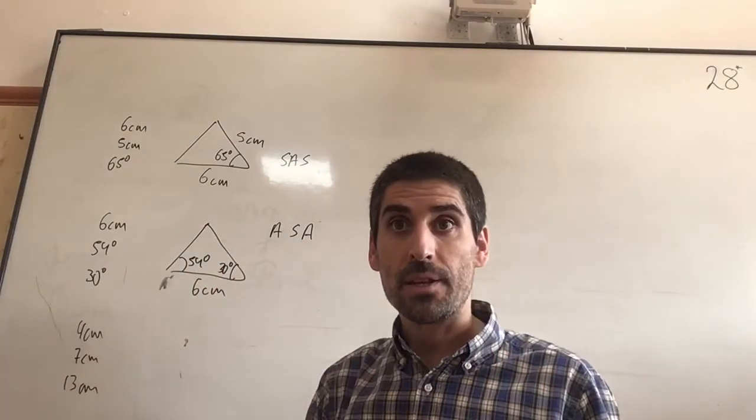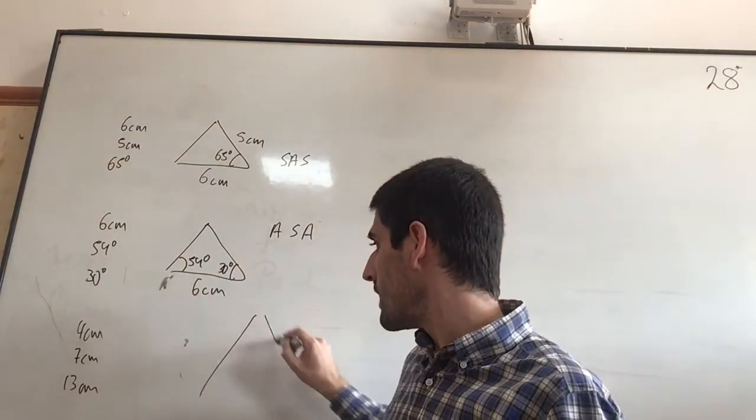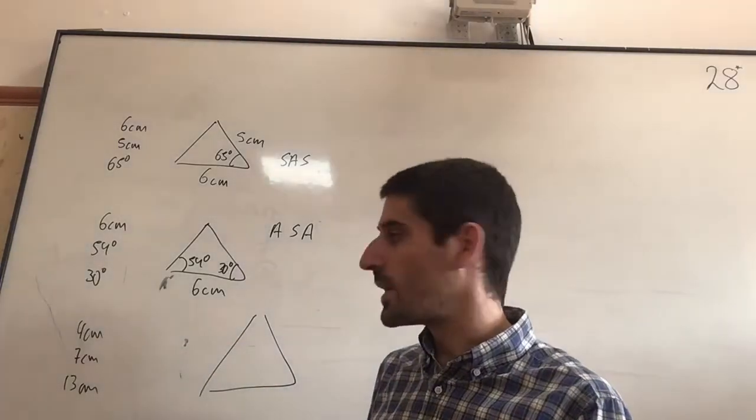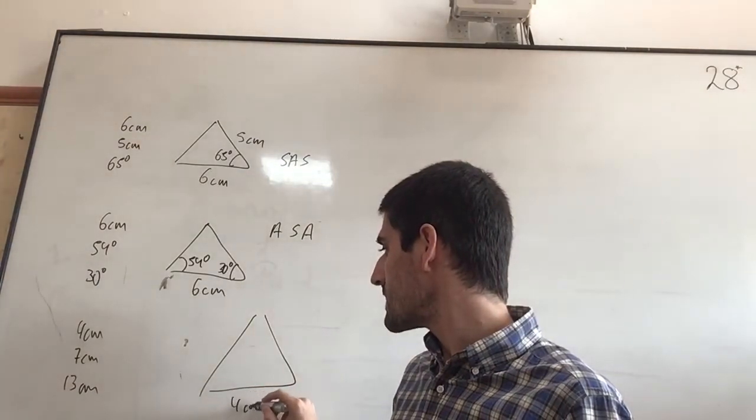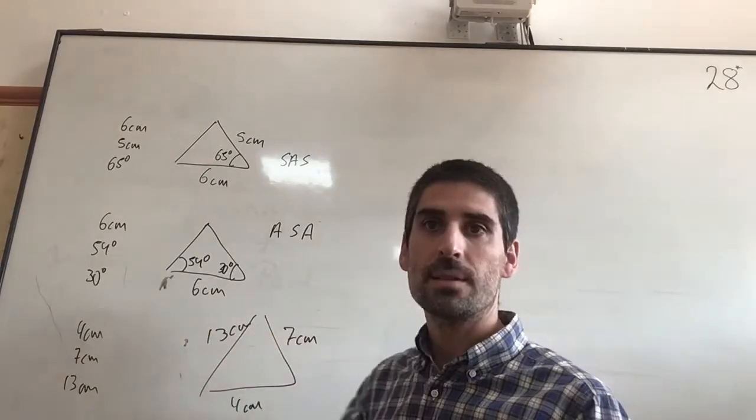And the final sketch we're going to look at is called a side, side, side. So literally, I've got a triangle and they're going to tell me that one side is 4 centimeters, the other one is 7 centimeters long, and the final one is 13 centimeters long.